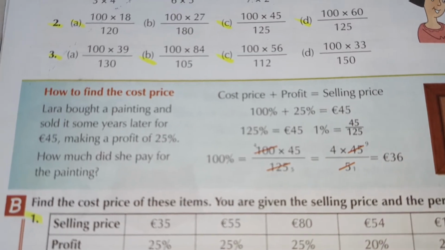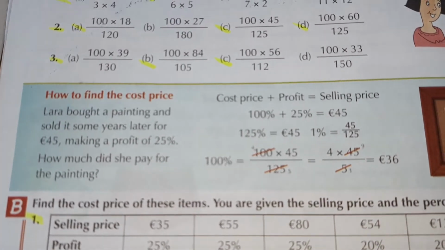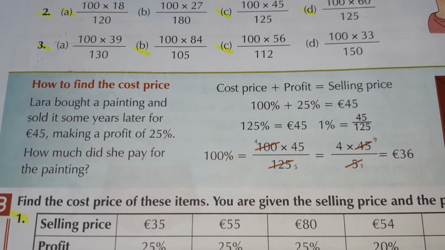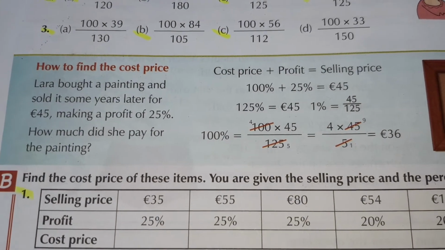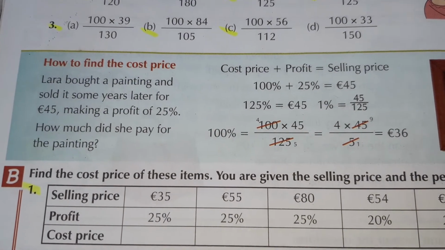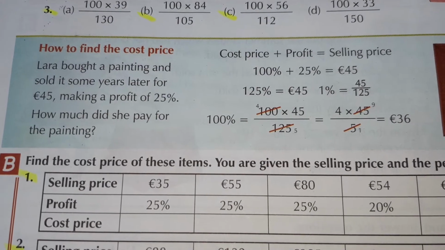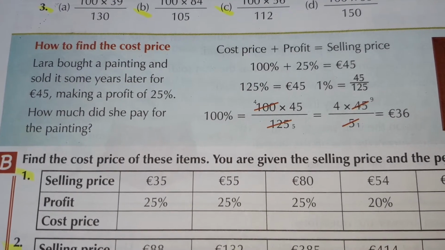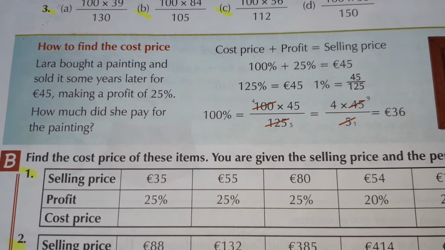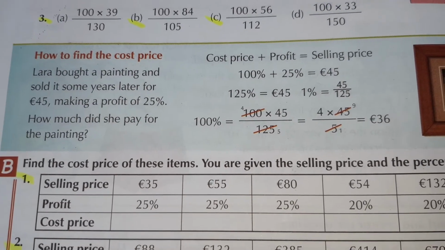This section here is about finding profit and loss. In this case, it's how to find the cost price. Lara bought a painting and sold it some years later for €45. She made a profit of 25%. How much did she pay for the painting? So what was the cost price to her of the painting?